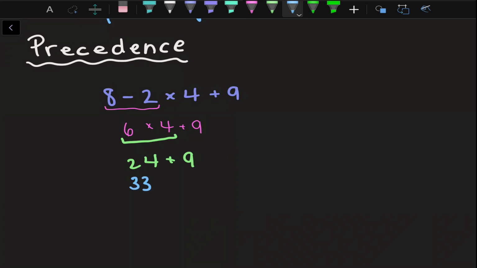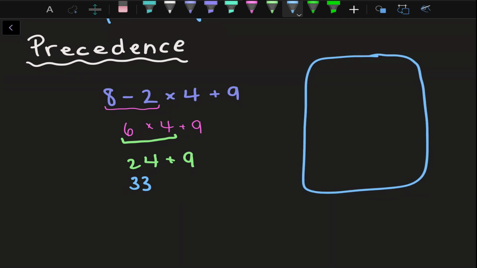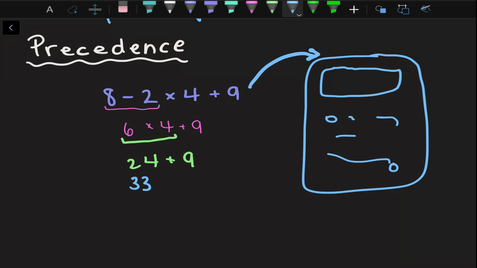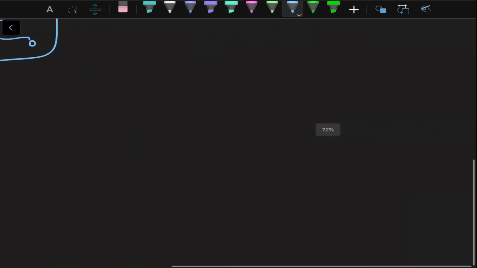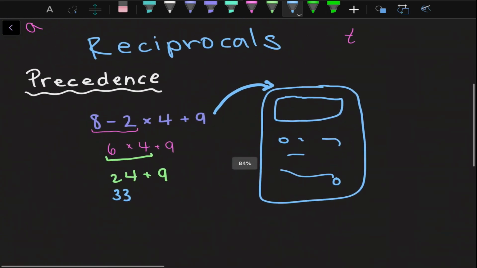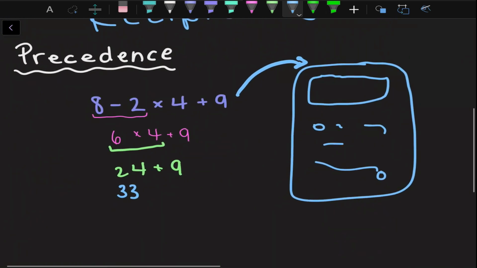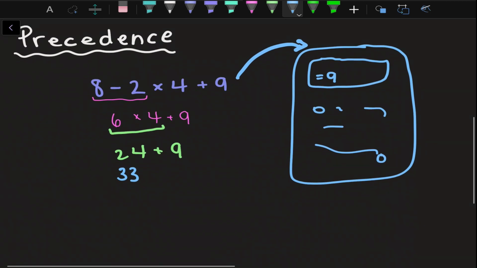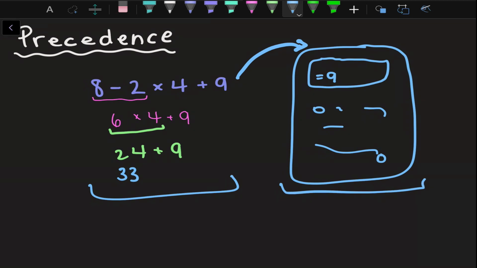Now, that's not the right answer. If we were to plug it into our calculator, so this is my calculator on the screen, if I plug this into my calculator, what that's going to end up spitting out is 9. Now, why do we get a difference between moving from left to right over here and our calculator? That is where precedence comes in, okay?